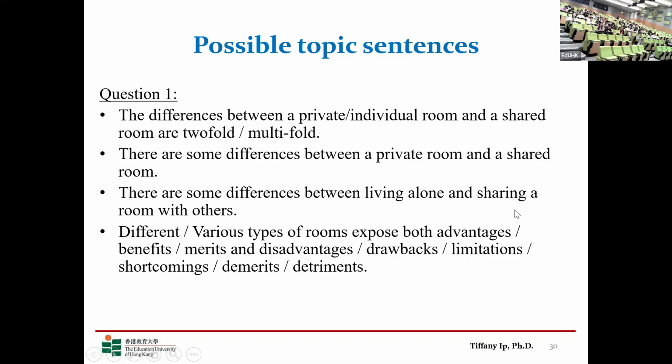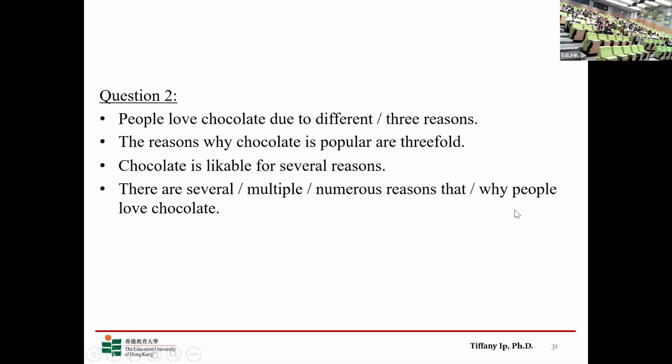And then the next one is about reasons. And so I think you at least need to make sure the topic sentence has the word reasons. You don't simply say, like, people love chocolate, full stop. Then people don't know this paragraph is actually about elaborating on the reasons why people love chocolate. So people love chocolate due to different reasons, or 3 reasons. Just now you learned the word twofold or multifold, this time threefold, right? So the reasons why chocolate is popular or is likable are threefold.